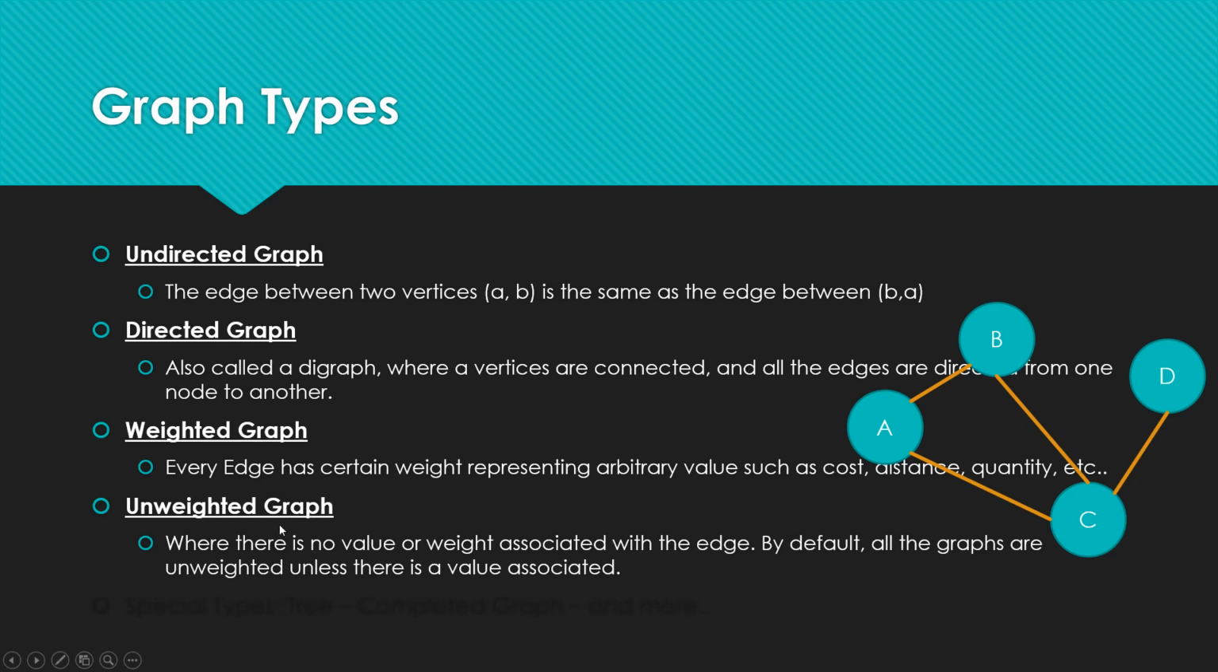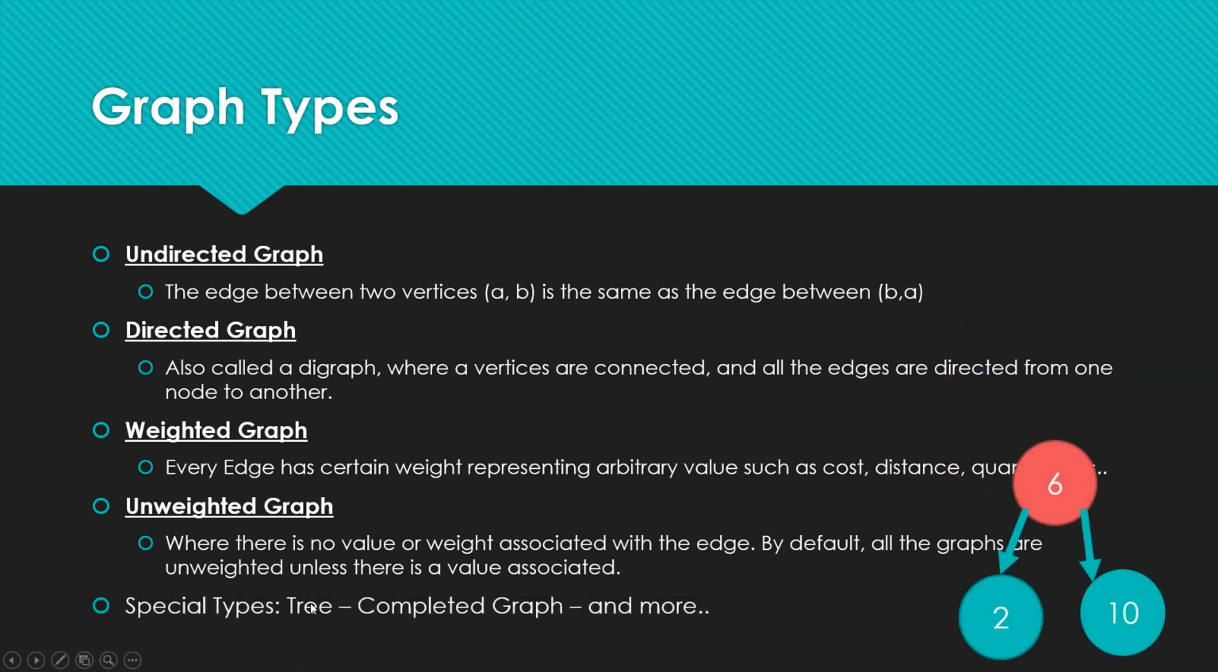So those are the 4 main types of graphs, and there are special types, for example tree and complete graph and more. There are some other types available, but you can't really cover everything. So you can search it up, but those are the 4 main graph types.